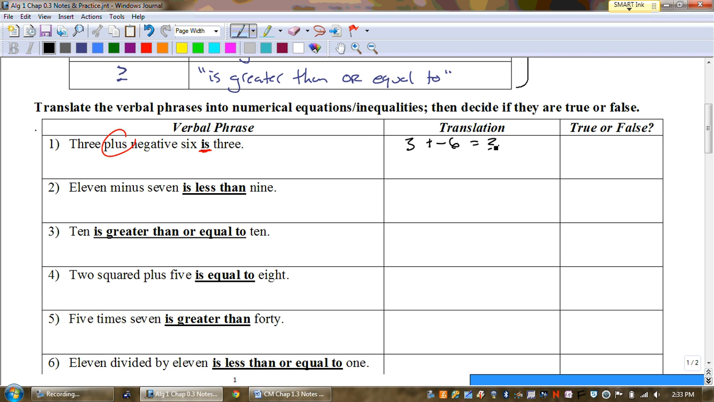Well, what's 3 plus negative 6? 3 plus negative 6 is negative 3. And are those equal? No. So is that true or false? False.